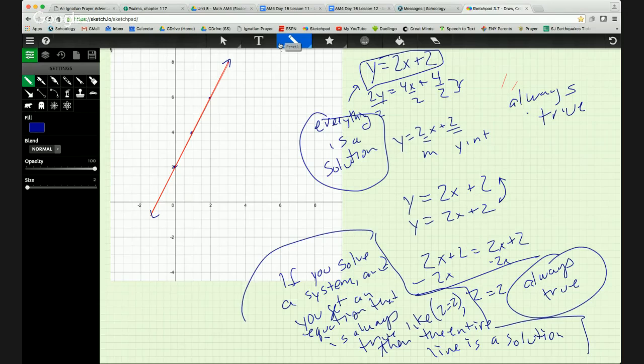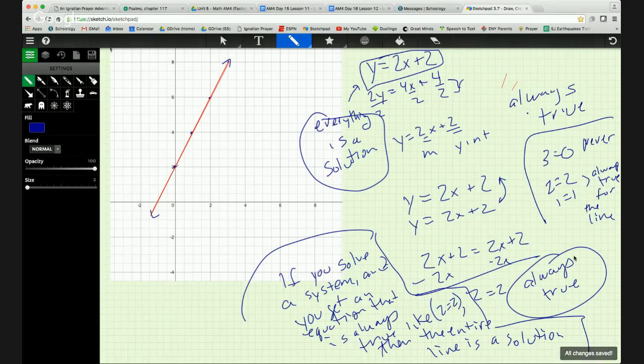So the first key point was how to solve these equations when you end up with one point. Point number 2 was that sometimes you get parallel lines and you get an answer like 3 equals 0, so it's never true. And then sometimes you get something like 2 equals 2 or 1 equals 1, and then it's always true for the line. So any point on this line will make both things true. Okay, that's point number 2.